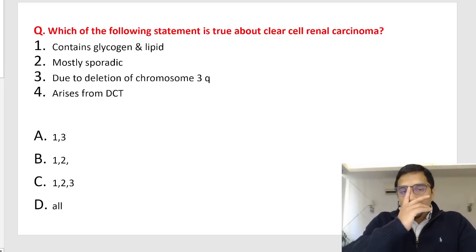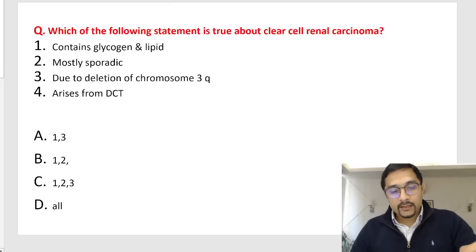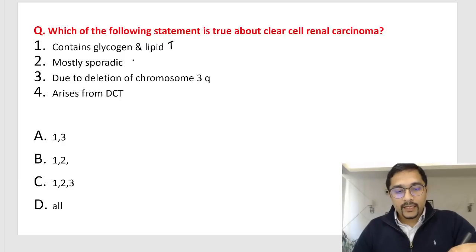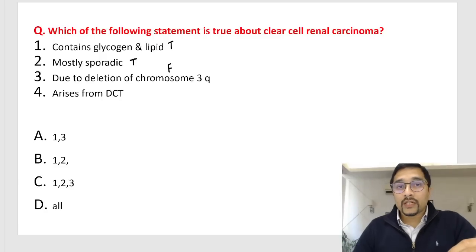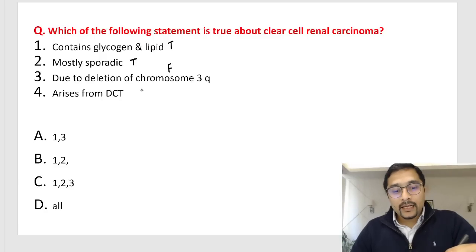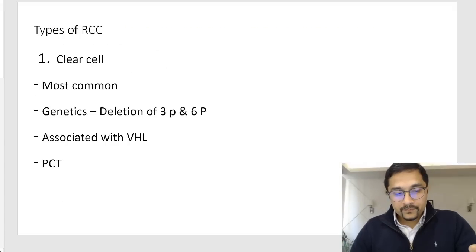Whether you want to call this a surgery question or a pathology question, the details regarding the types of RCCs are also usually asked. Which of the following statements are true regarding clear cell carcinomas? They contain glycogen and lipid. This is a true statement. Mostly sporadic. This is also true. They occur due to deletion of chromosome 3q. This is false. They occur due to deletion of 3p and not 3q, and they arise from the PCT, proximal convoluted tubule, and not the distal convoluted tubule. So 1 and 2 are the correct statements here which you need to know about.